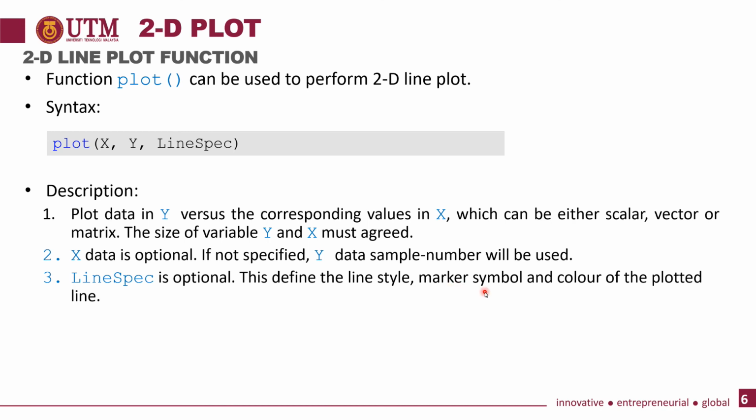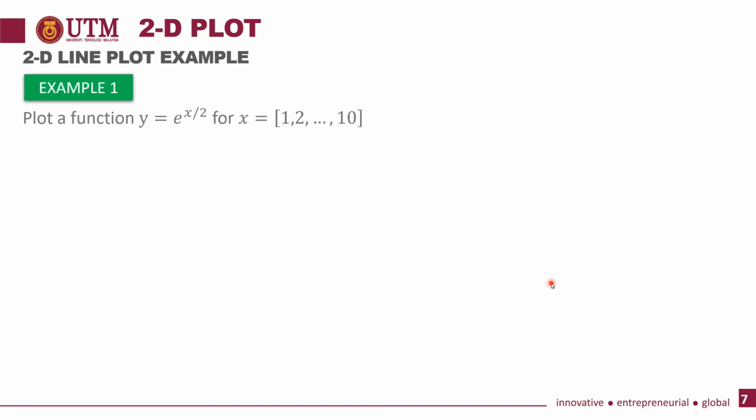Marker symbol: if you want your line or your graph to have a marker, you can initialize it, and the color of the plotted line. Okay, you can also customize the color. All right, so let's take a look at the first example.